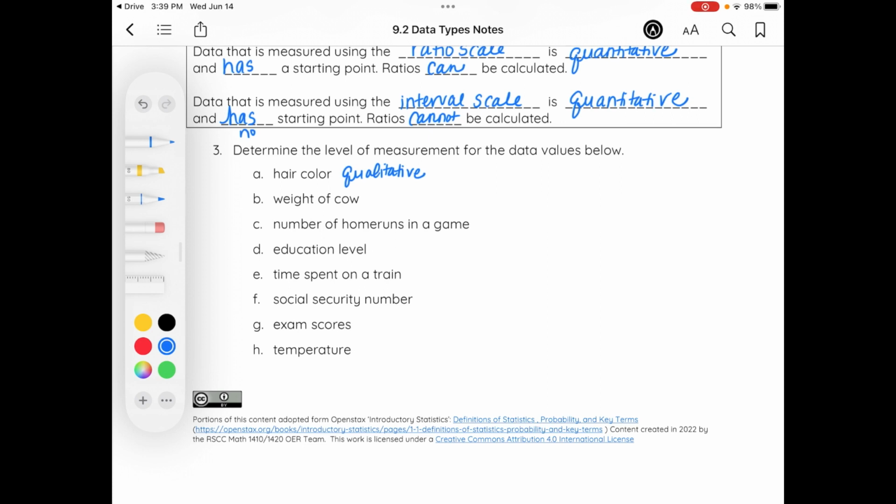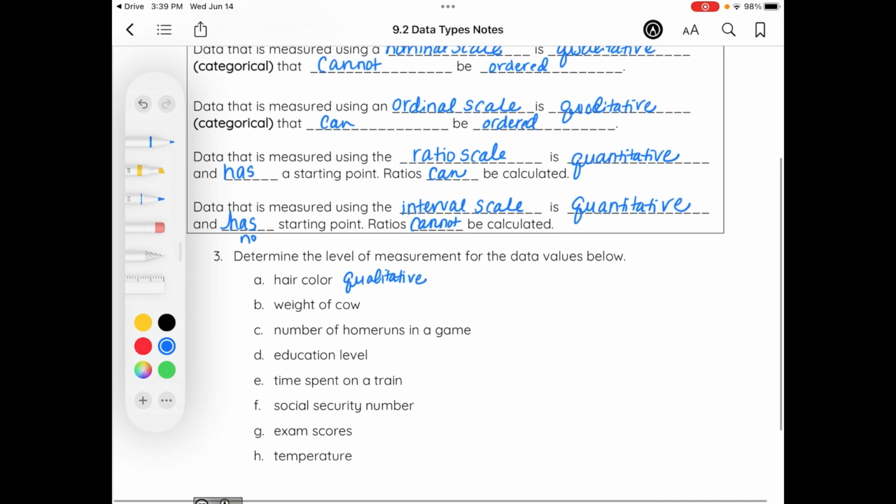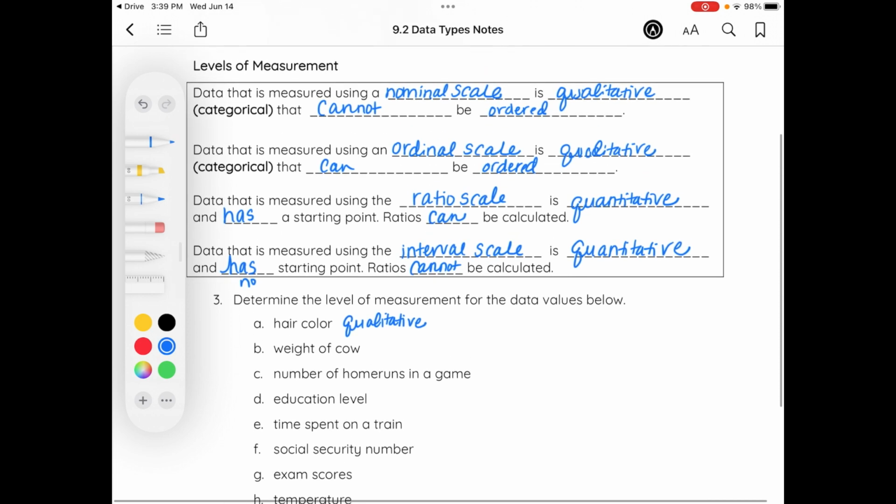Since it's qualitative, we don't have to worry whether or not it's discrete or continuous. We just have to determine the level of measurement. Our hair color in and of itself, although it is categorical, can't be ordered. There's no reason to order hair color. There's no importance to ordering hair color. And so therefore it is a nominal scale.